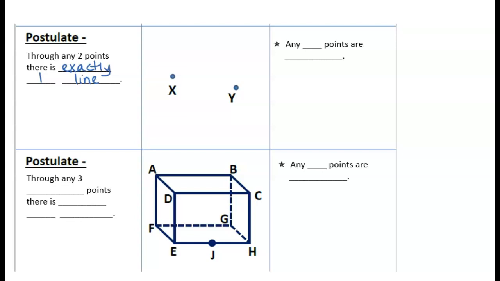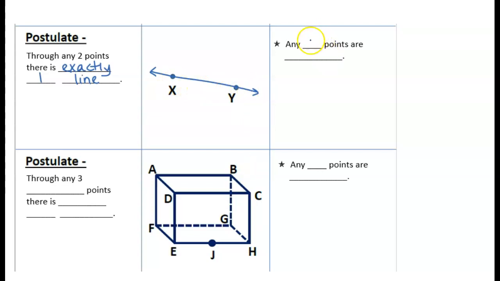Remember that any quote-unquote line that curves is not a line, it's a curve. So the only thing that goes through points X and Y that is a line is this right here, and it is unique. It is the only one that goes through points X and Y. Through any 2 points there is exactly one line, meaning you can't draw more than one. This is it, exactly one.